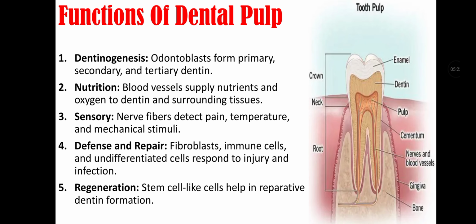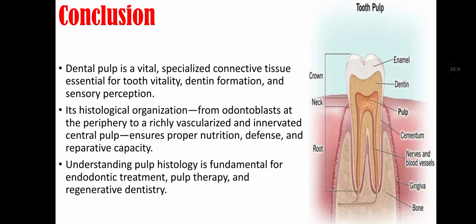Fourth function is defense and repair, as fibroblasts, immune cells, and undifferentiated cells respond to injury and infections. Fifth function is regeneration, as stem cell-like cells help in reparative dentine formation. Conclusion of this lecture video. Dental pulp is a vital specialized connective tissue that is essential for tooth vitality, dentine formation, and sensory perception.